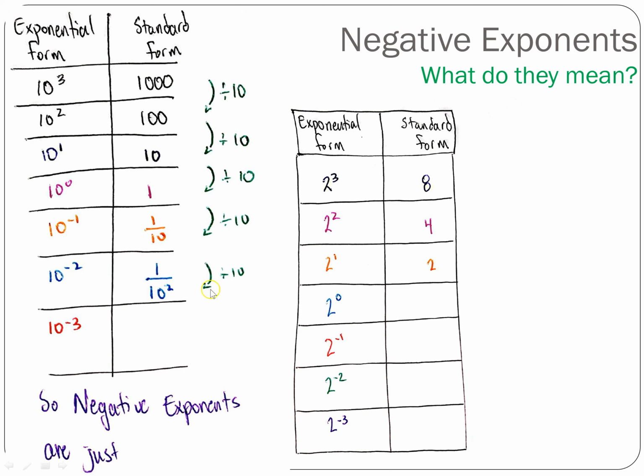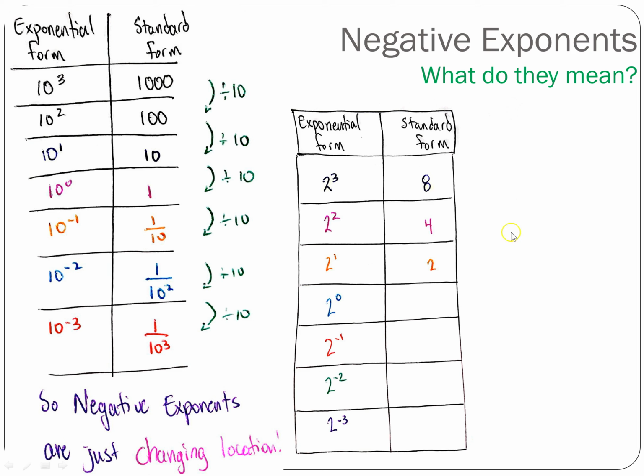If we see the pattern continuing, 10 to the first, 10 to the second, and now 10 to the negative 3 will be, you guessed it, you are correct, we're dividing by 10, and it is 1 over 10 to the third power. And again, this 10 to the negative third is in the numerator, and when I take that negative exponent away, it changes location into the denominator. So negative exponents are just changing location.